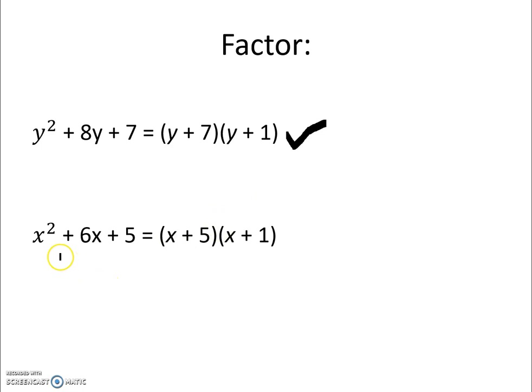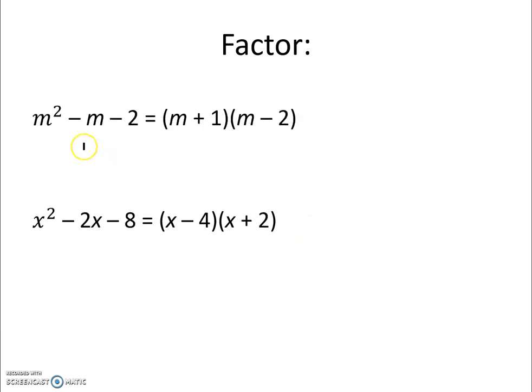Looking at the same pattern where they're both positive means our factors will be positive, and of course we know x squared factors into x times x. The factors of 5 are 5 and 1, and they do add up to 6, so we know it factors into x plus 5 times x plus 1.